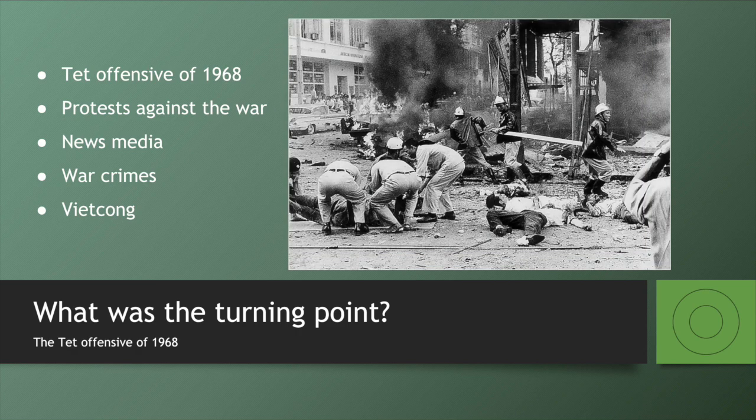One of the things that was often reported on the news were things such as war crimes. Videos showing American soldiers burning villages or rice fields or people that were being executed. And for Americans who were isolated from the war, this glimpse into what was happening in Vietnam really helped to change people's opinion about how involved America should be in the war.